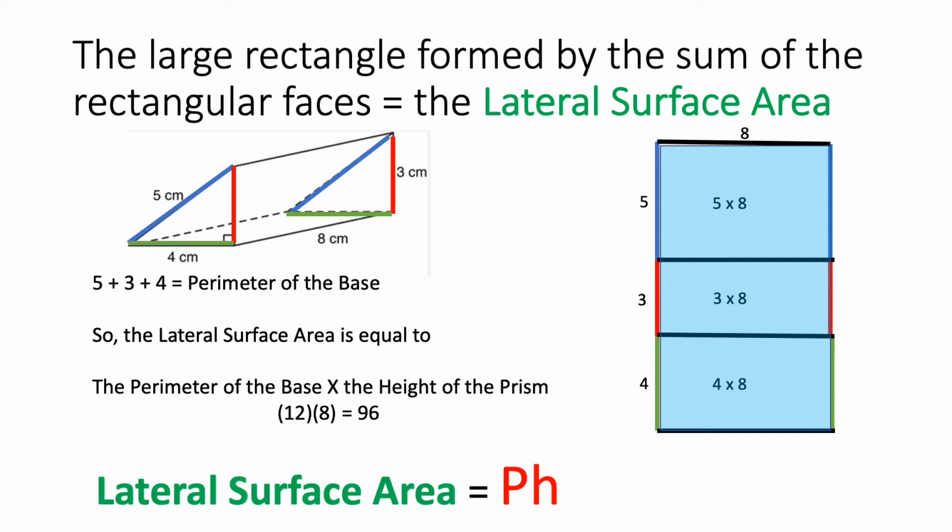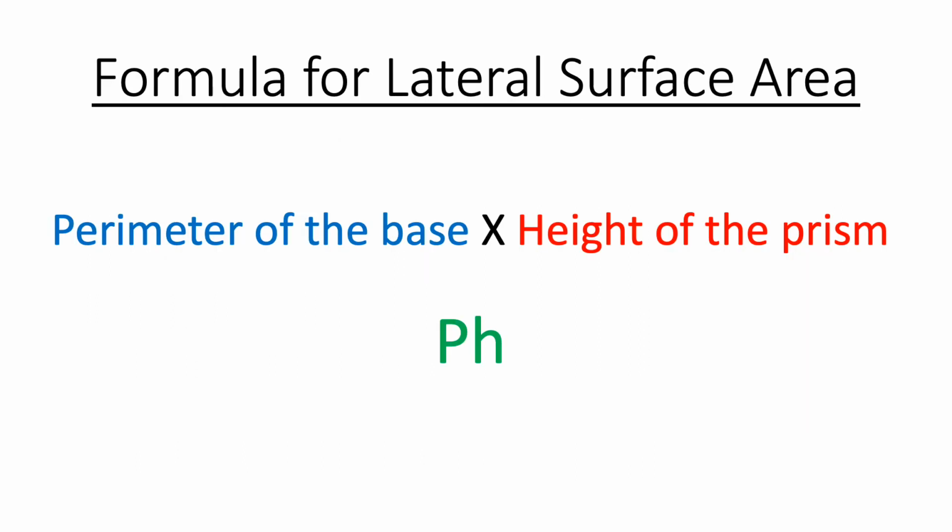So the formula for lateral surface area is the perimeter of the base times the height of the prism, or capital P for perimeter of base, times lowercase h for height of the prism.